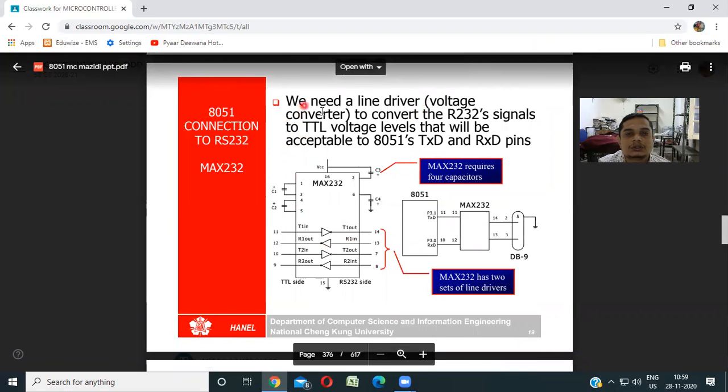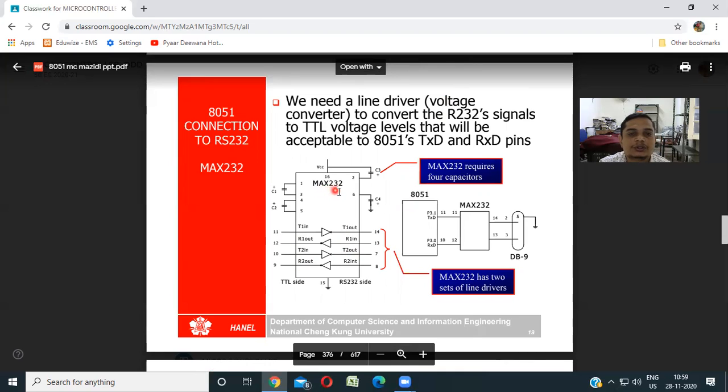This is also called a line driver. The name of the IC is line driver or voltage converter. There are two names, line converter or voltage converter, because it is converting the voltages from one form to another. The first form is RS232, and it will convert into TTL format, or from TTL format to RS232 format, or voltage levels, vice versa.